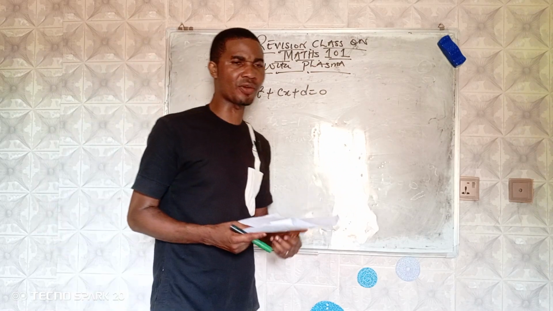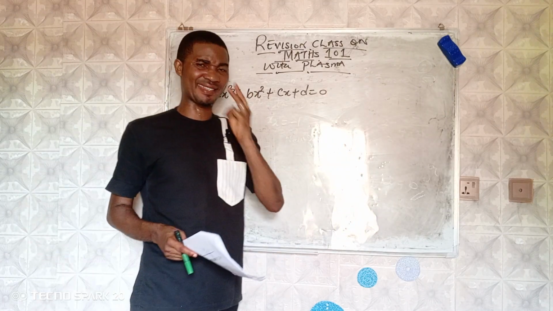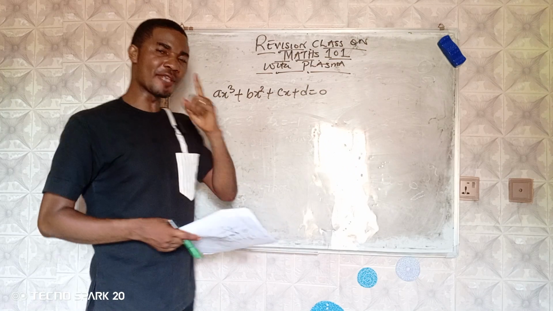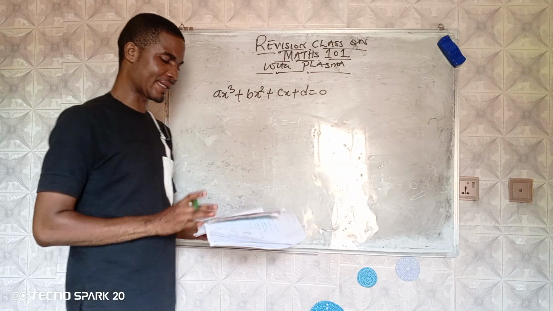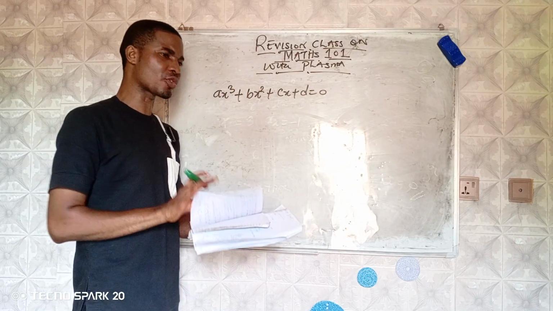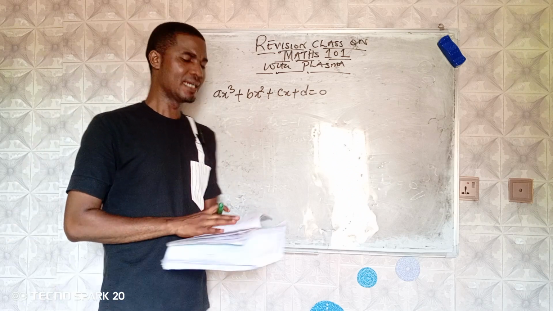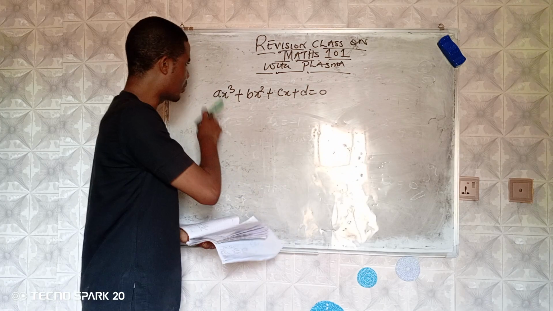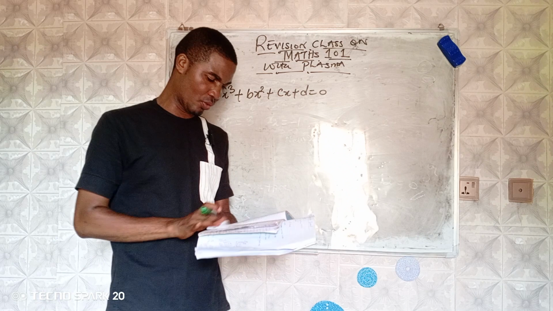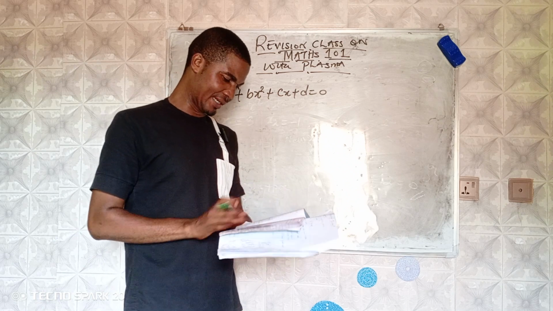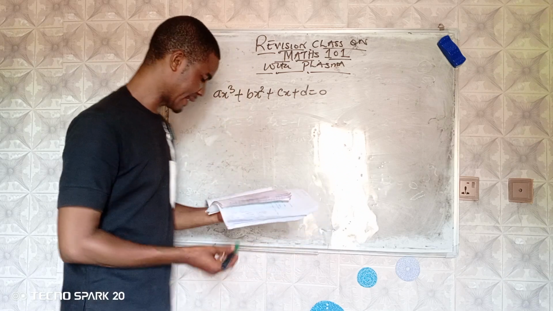So how do you factorize a cubic equation? Here I'm going to get how many values of x? 3. So to get the first one, we do the trial and error method. When you use the trial and error method, you get the first value of x. Then for the second value of x, you divide the equation by that first one. Let's take one example so that we can drive the points home very well, and everything will be looking clear.